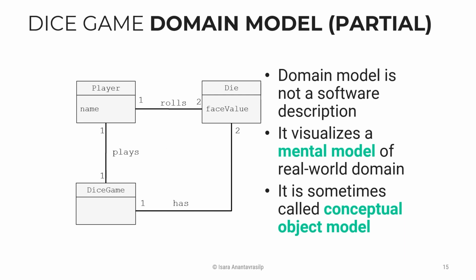A mental model is the cognitive model or representation that individuals use to understand, interpret, and make sense of the world around them. It is the model that describes what you understand from the world around you. This is what you're trying to understand and explain: what's going on in the application domain. This is sometimes called the conceptual object model.